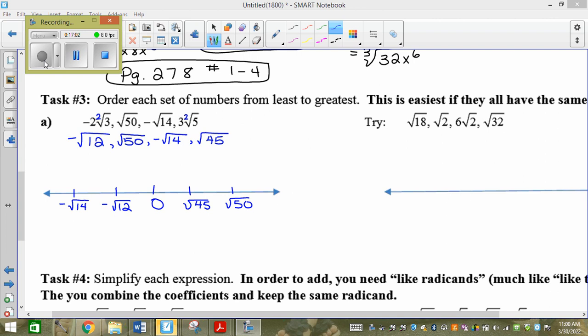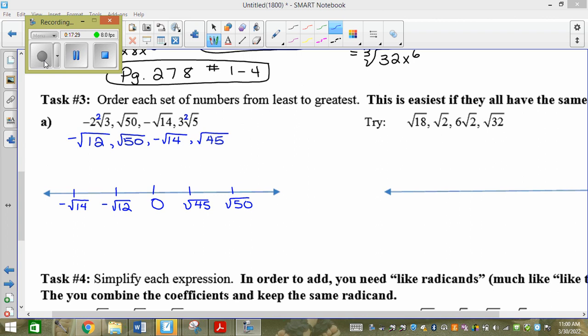So when everyone goes to order this, I just put it on the number line like this, but they'll tell me they order it and they'll say negative root 14, negative root 12, 45, and 50. Except those are not what the original was, correct? You have to order the original numbers. So I'm going to write them on the number line like this, because that's just the number line. I'm not ordering anything, correct? But now I need to order the actual numbers that it was.